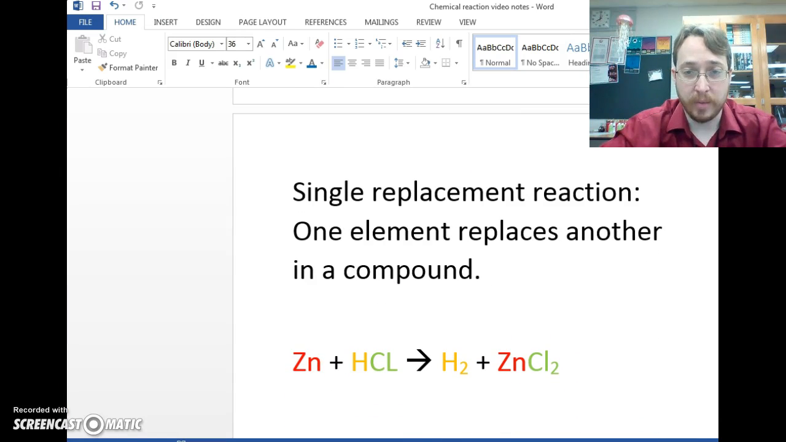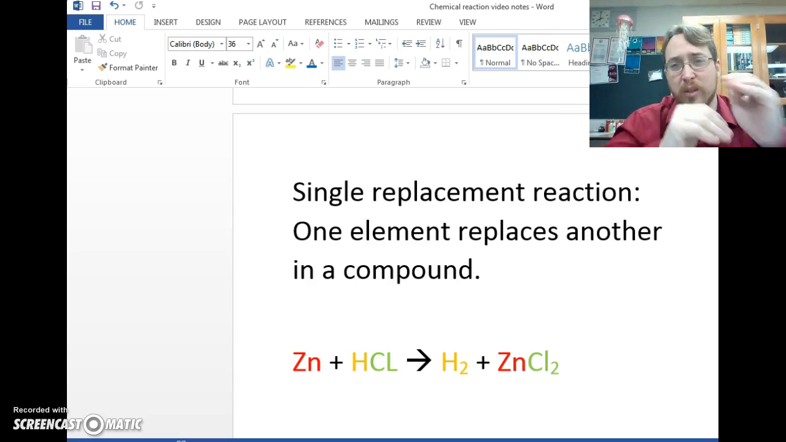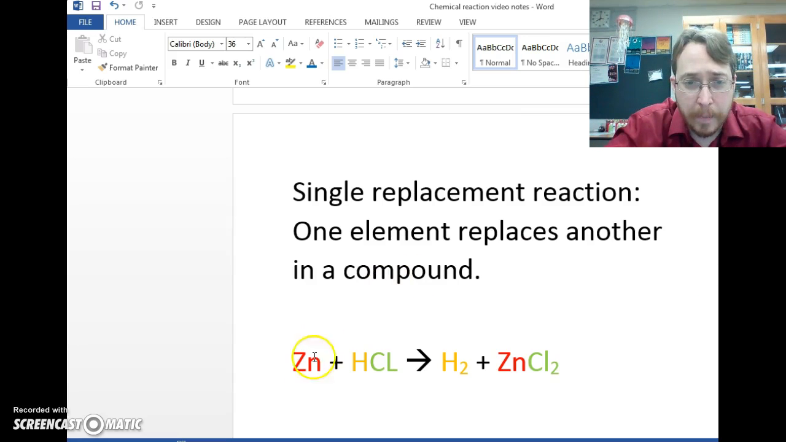A single replacement reaction. One element replaces another in a compound. So I've color-coded this one to help us see the swapping of partners more easily. We start with the element zinc, and we have the compound hydrochloric acid, HCl here. And so zinc is the red, and the chlorine is the green, and the hydrogen is the yellow. And what happens is the zinc replaces the hydrogen in the compound. So now zinc and chlorine are together to make zinc chloride, and hydrogen has been ousted.